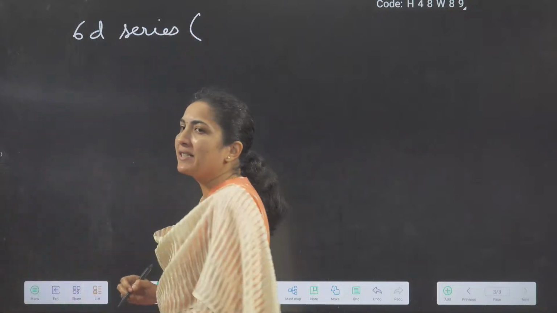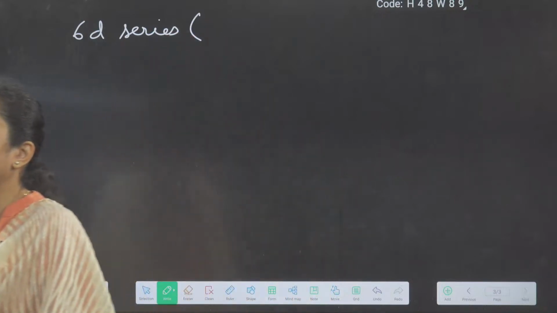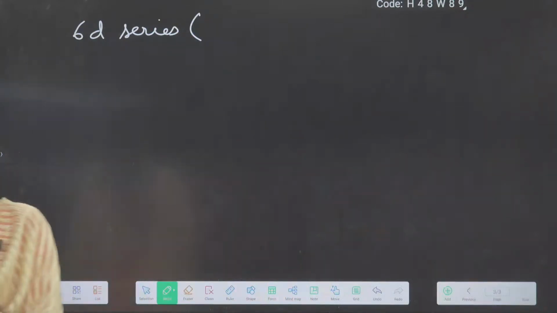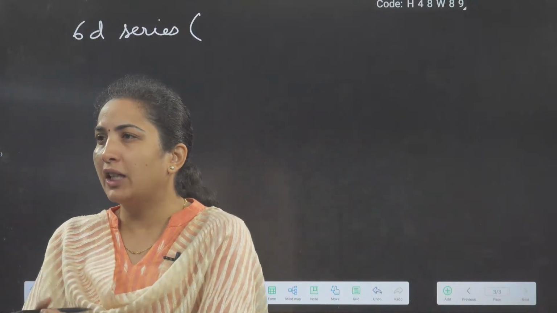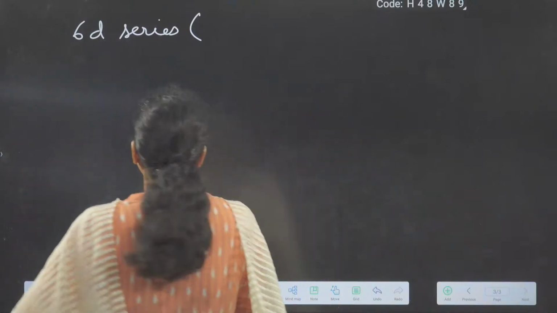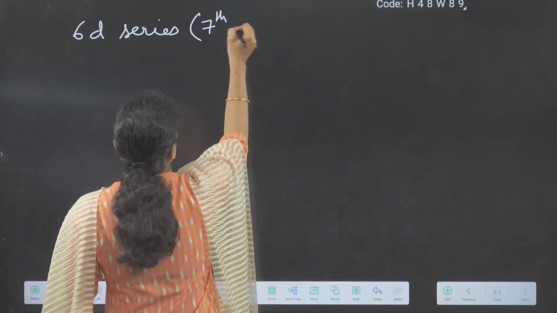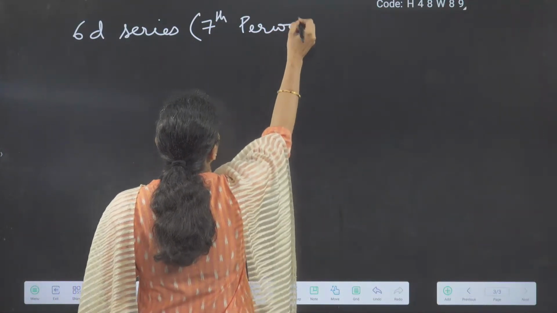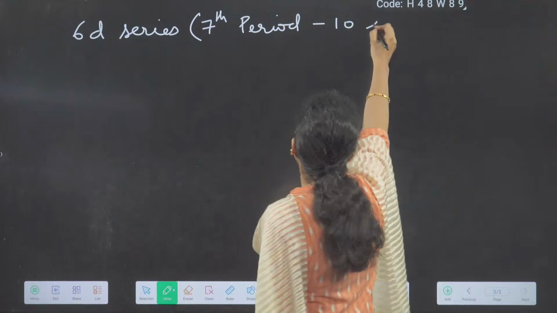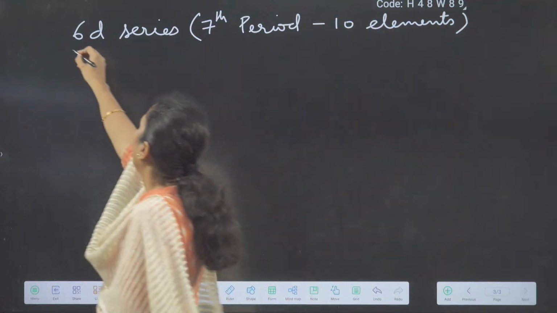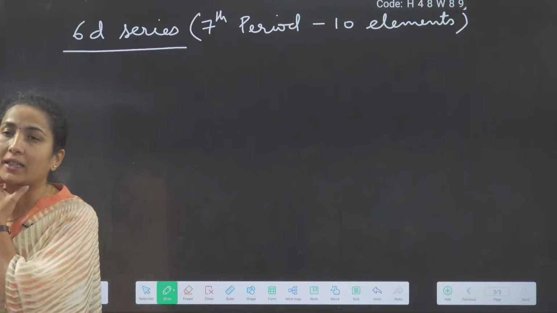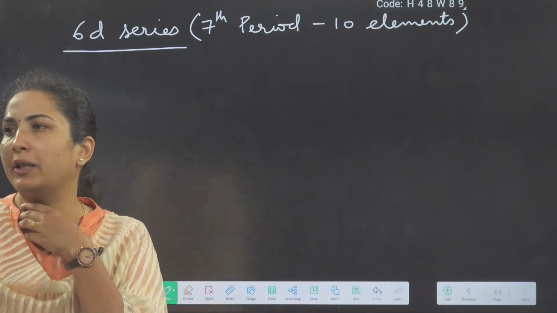6D series will be present in which period? Hanisha is first to reply. Hanisha, Madhu, very good. So it will be present in the 7th period, and here also it will consist of 10 elements. Now the 6D series consists mainly of the newer elements.